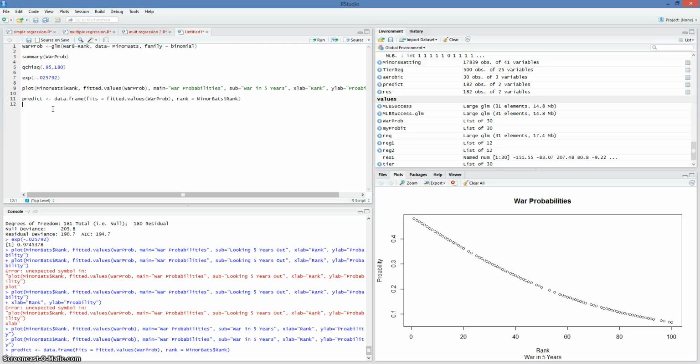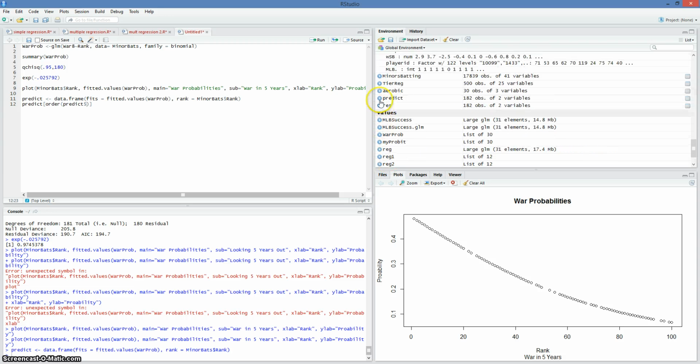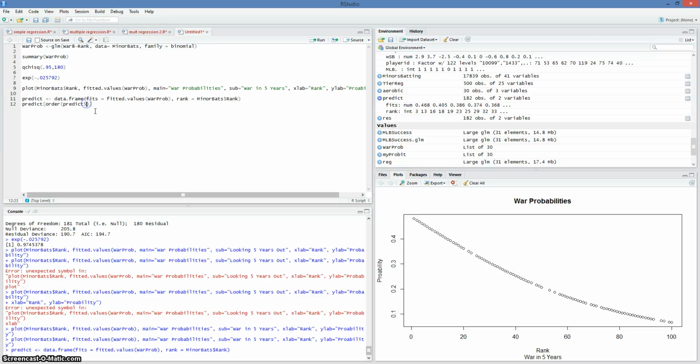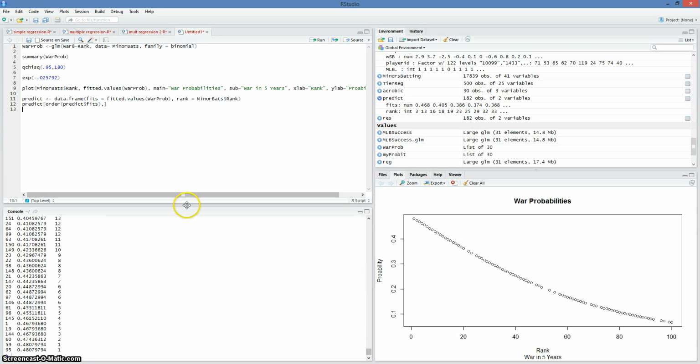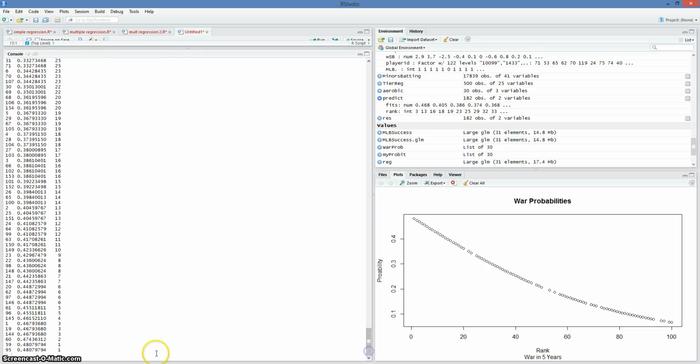And that has run. So now we just need to order these from least to greatest. So using the order function, we're going to order predict dollar sign fits, which is going to be here. So there's our fits. If you look at this data, it's now ordered from 1 to 100.